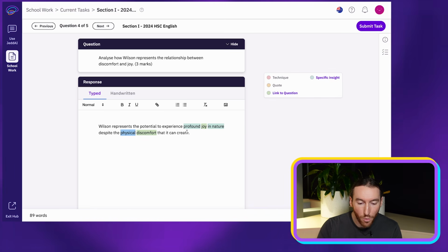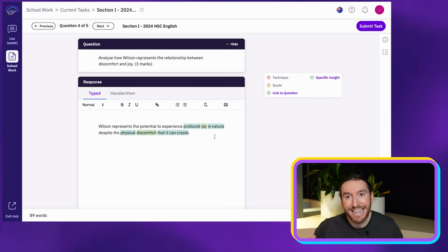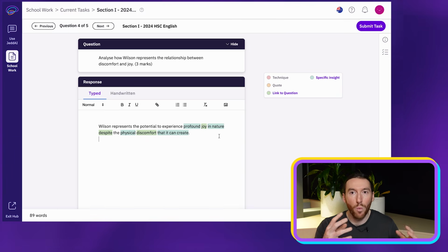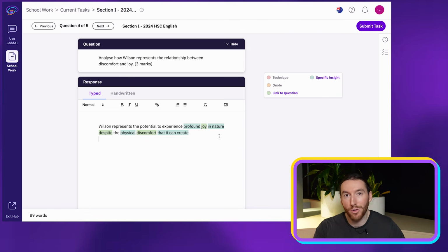But notice the words around the key words, right? Profound joy in nature, despite the physical discomfort that it can create. So the "despite" there is actually really key. The despite is getting at the relationship, that one can get in the way of the other, that nature can cause discomfort, but also joy, okay?